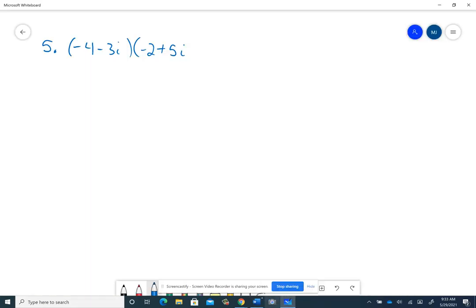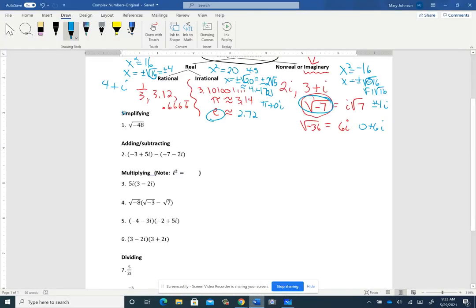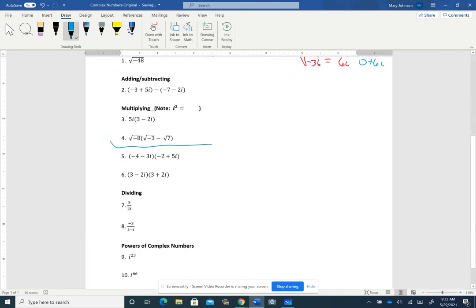Okay, so we're going to continue with complex numbers. So we've worked all the way through number 4. I'm going to pick up and do multiplying when we have it already simplified, like the radicals are already simplified. We already have the i's, and we have the multiplication between the parentheses. That's true for both 5 and 6. Then we'll get into the dividing problems, number 7 and 8, and then we'll look at what to do when you have higher powers of i.